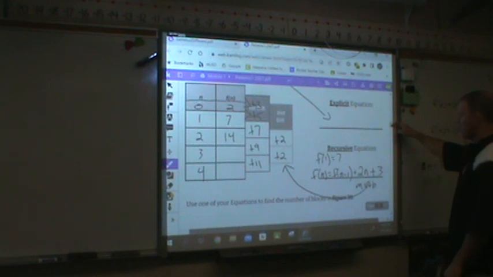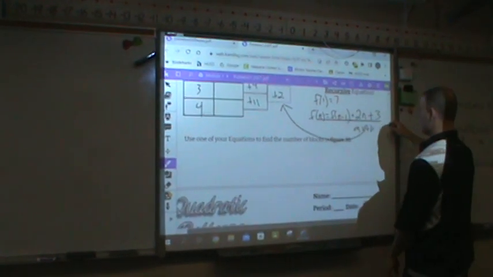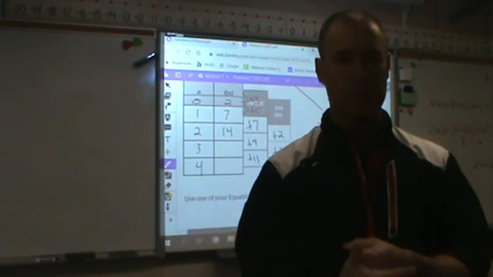We'll have some more exercises about that later. And then you can go ahead and use your explicit equation to fill that in and find the number of blocks. Make sure you do so. And if you struggle with this, please ask questions.